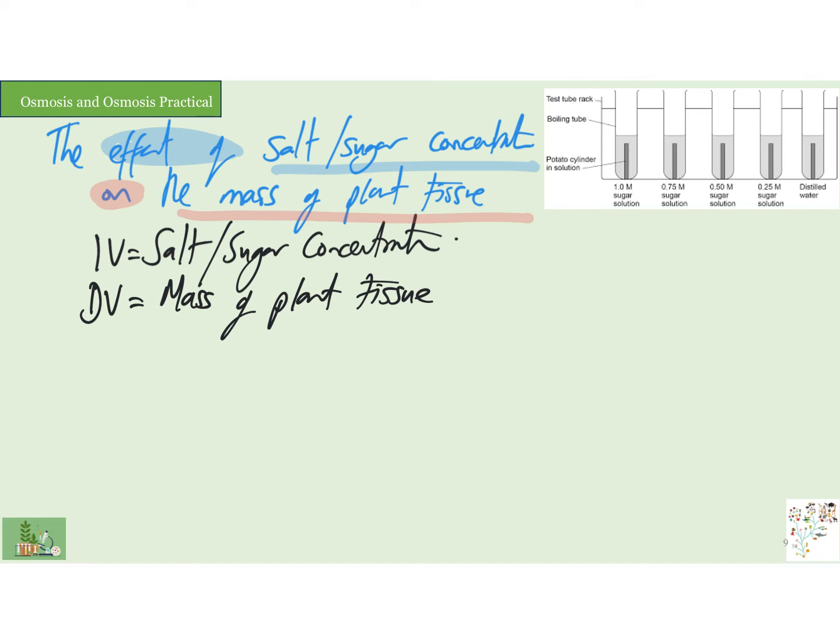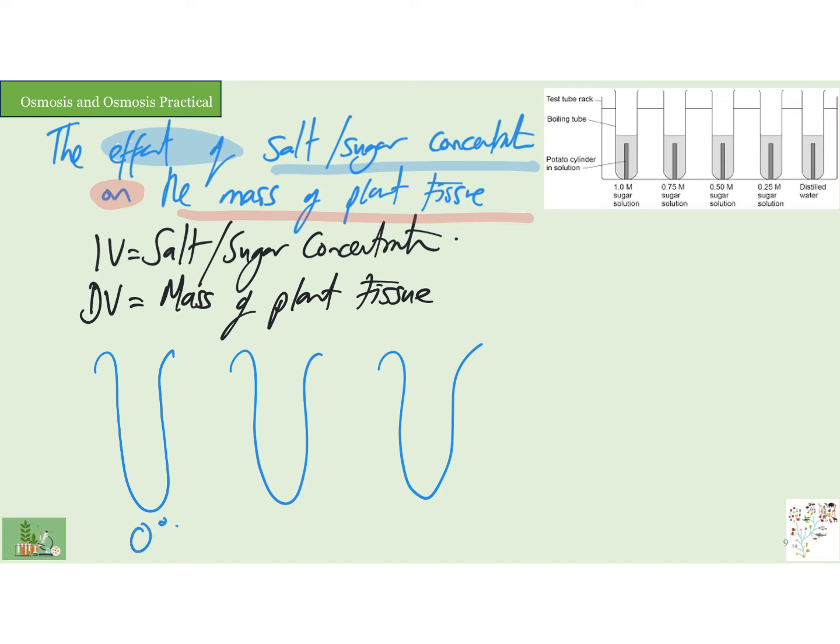Okay, so what does that actually mean? You have a series of test tubes. What you might have is a 0% solution, a 50% solution, and a 100% solution. So the 0% solution means it's a lot of water. The 50% solution means I've got 50% salt, 50% water. And here I've got a 100% salt solution.